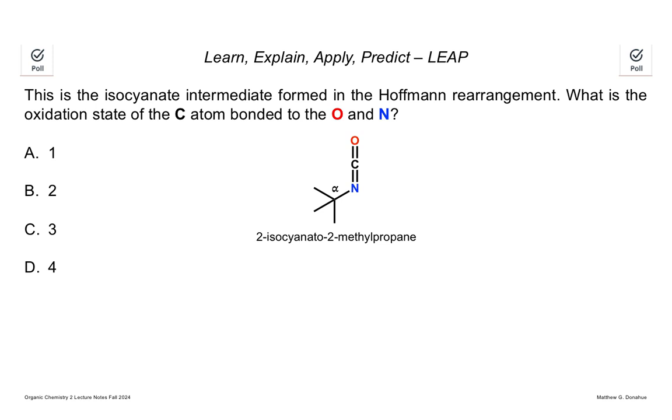So we count that carbon. We have 1, 2, 3, 4. So oxidation state 4. And essentially what that is telling us is that carbon is really electrophilic. And it wants to react with something, and then what happens in the mechanism, it's ultimately cleaved off.